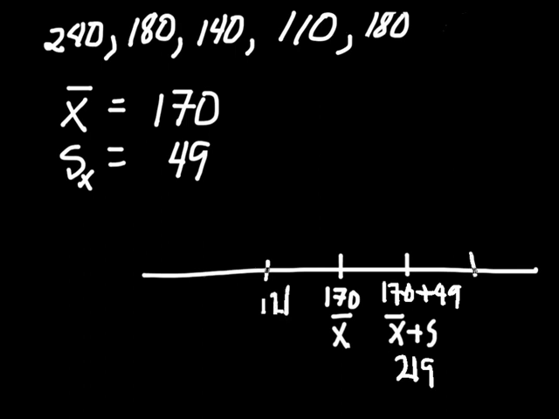And then the mean plus 2 standard deviations. That would be 268. The mean minus 2 standard deviations. That would be 72. And you could go to 3 if you wanted at this point. 3 standard deviations in each direction. So this is what it actually means with real data. Once you know the mean and the standard deviation, you can create this number line.